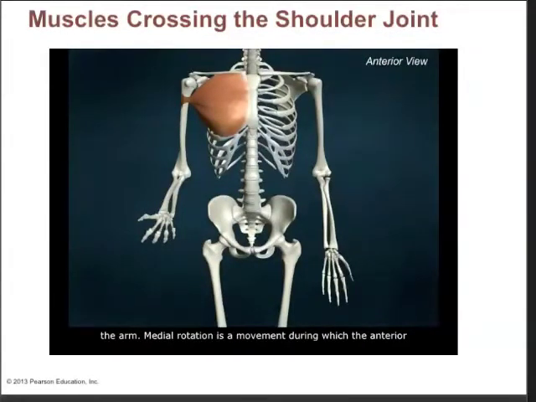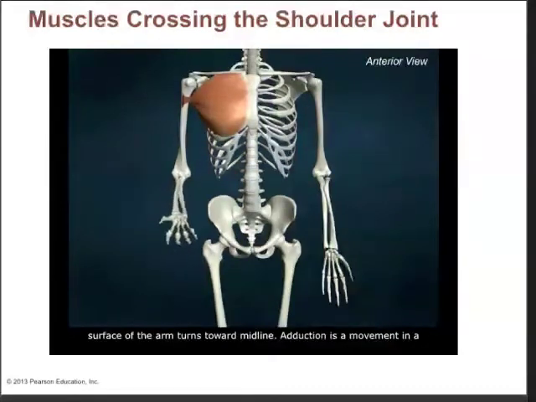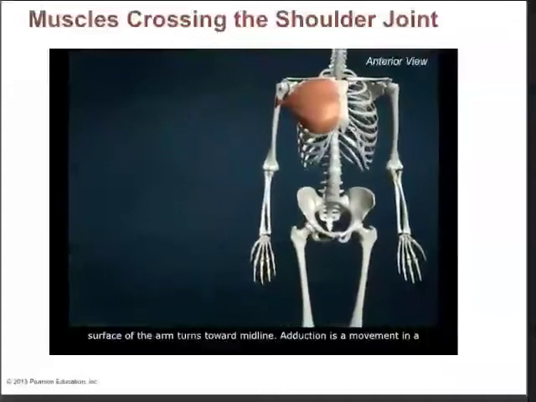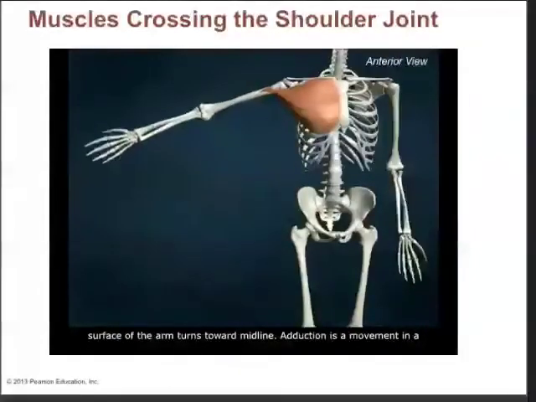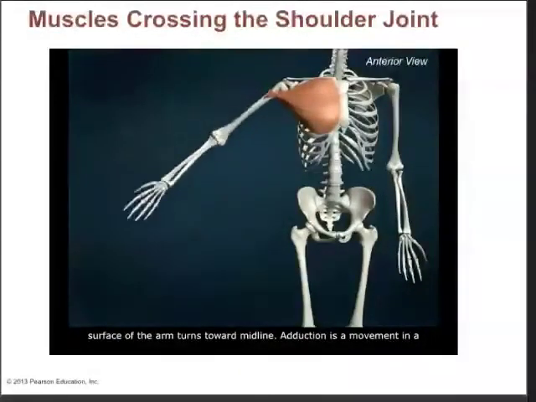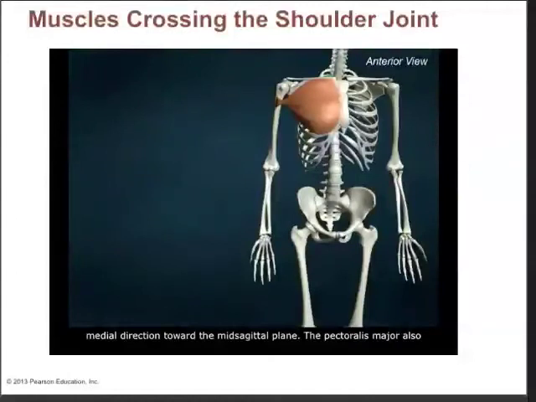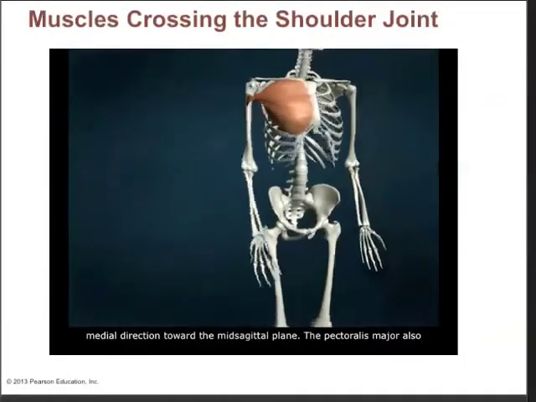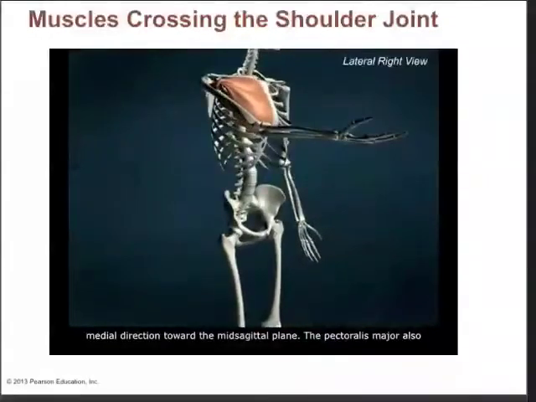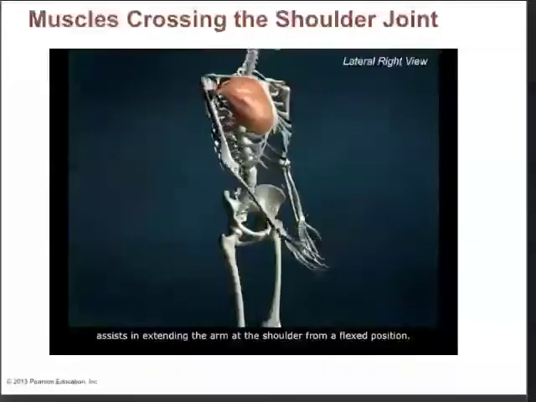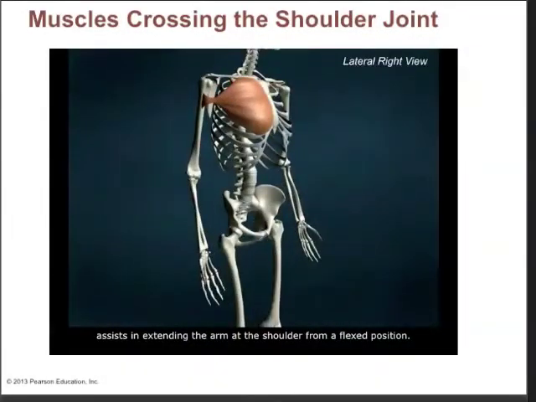Medial rotation is a movement during which the anterior surface of the arm turns toward midline. Adduction is a movement in a medial direction toward the mid-sagittal plane. The pectoralis major also assists in extending the arm at the shoulder from a flexed position.